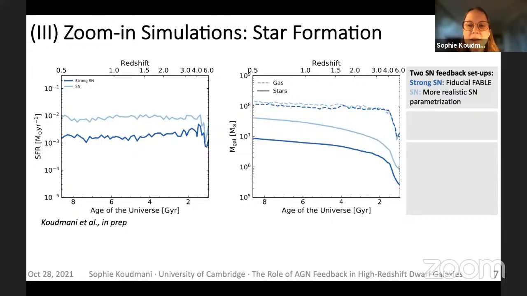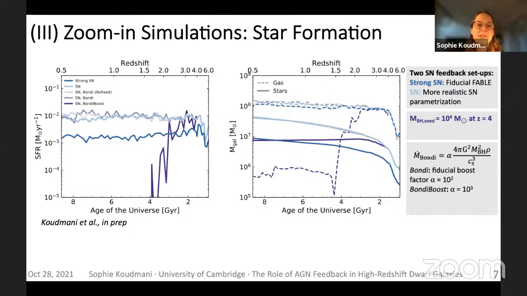So dark blue is the strong supernova feedback from the fiducial FABLE model. And the light blue line is the more moderated supernova feedback. And we now add an AGN on top of this at redshift 4. And what you can see here is that the fiducial Bondi model from FABLE actually makes no difference in the star formation rates. And we need to increase this boost factor alpha from the accretion rate prescription from the fiducial value of 10 to the 2 to 10 to the 3.